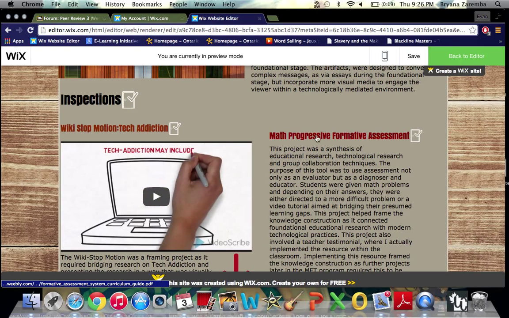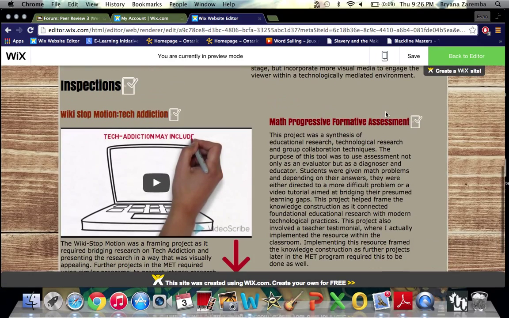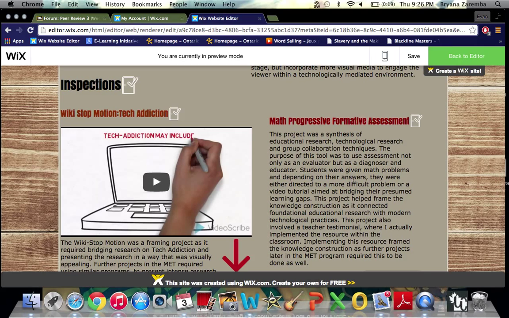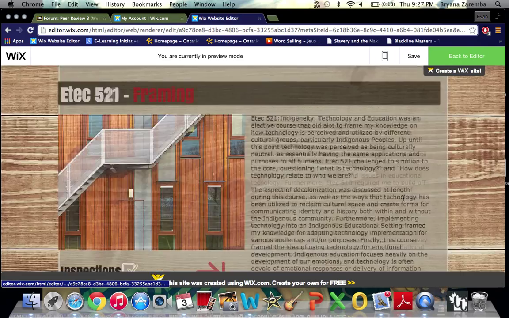The MASS progressive formative assessment was one of the first collaborative projects that I completed, which was a framing portion of the course too. Working with others is a huge portion, which I'll get to later. But this also was one of the first projects that I was able to apply directly to the classroom. So that framed my knowledge and sort of made the MET seem real.